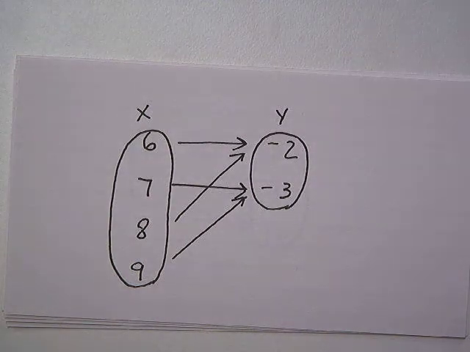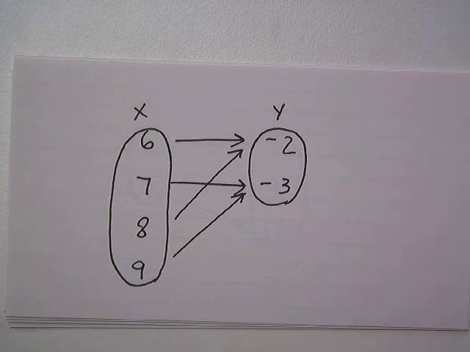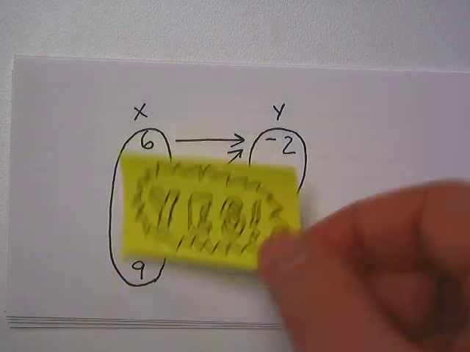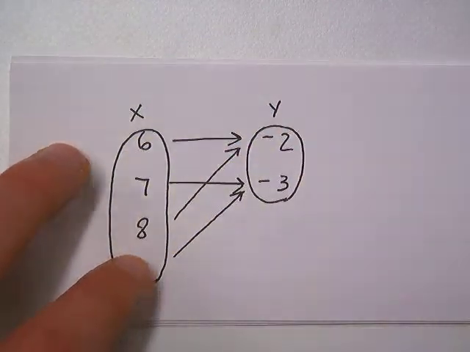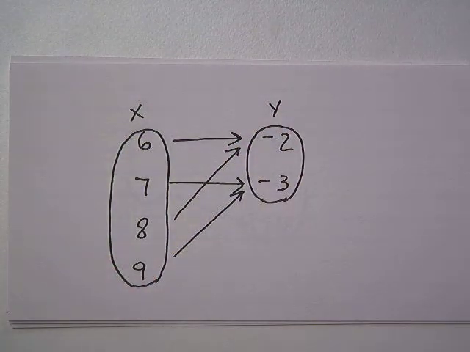How about this one? This one's a little different, okay? But how many arrows come off of each of the x values? That's right, 1. And because only 1 comes off of each x value, none of the x values actually repeat. So yes, this is a function.